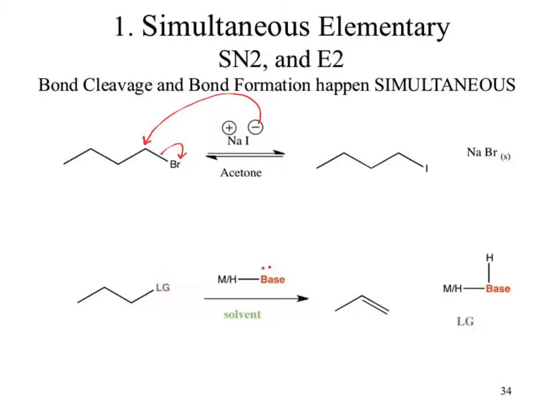What happens in the E1? Or sorry, E2? I need to break the bond. Well, the leaving group can leave. But I also have to break what? A hydrogen. So that is kind of good enough. Okay? But remember, we're making a pi bond, which is higher in energy.